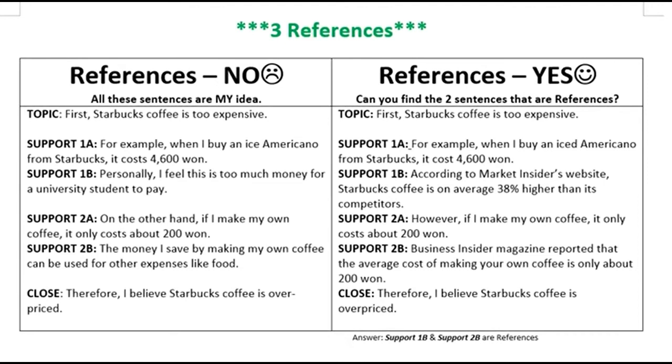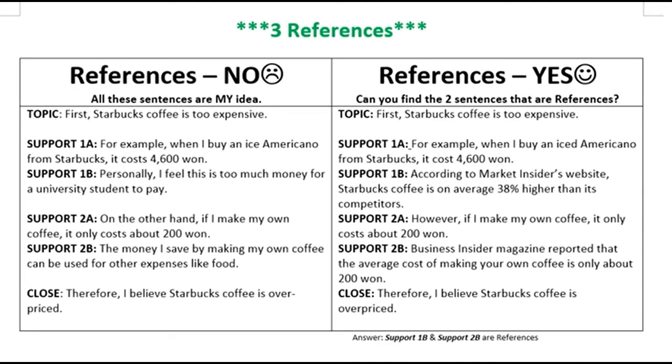Okay, let's have a look at references. So, one of the requirements, one of the things that we must do for this assignment is we must have 1, 2, 3 references. Okay, you can see from the sad face, here are some references that are my idea. Now, we don't want to have my idea. We want to have references from other sources outside of my head. Okay, so all of these sentences are my idea.